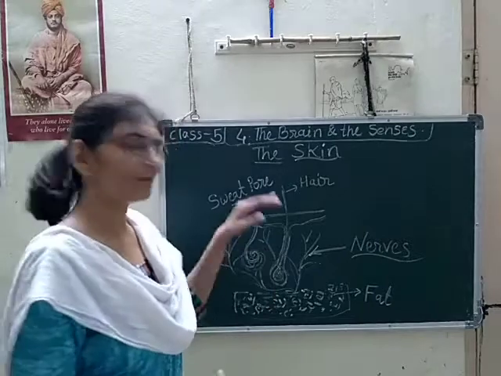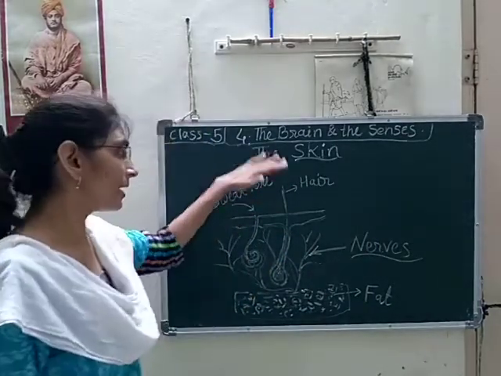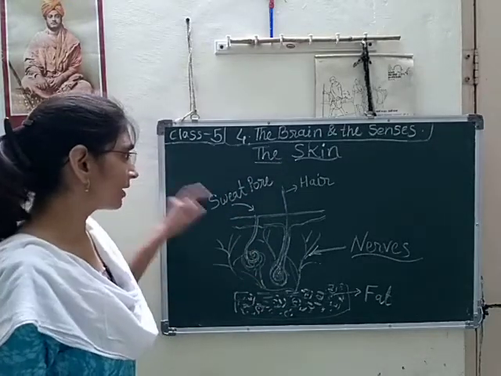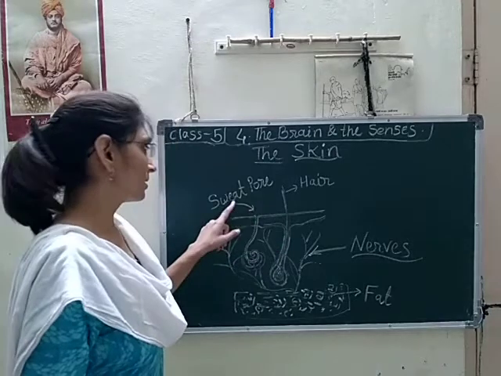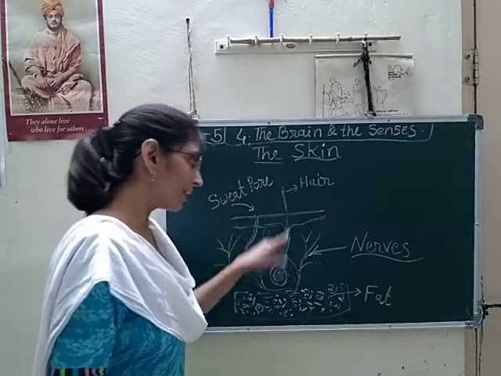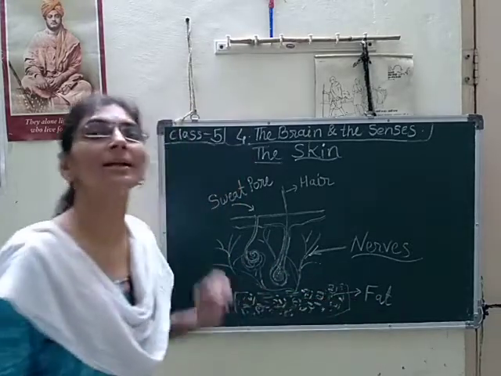So this is one different thing, but here we have seen the internal structure of our skin. What is the upper layer? On that upper layer, sweat pores are there. Then hair roots, then nerves are present, and at the bottom, the fat layer is present.